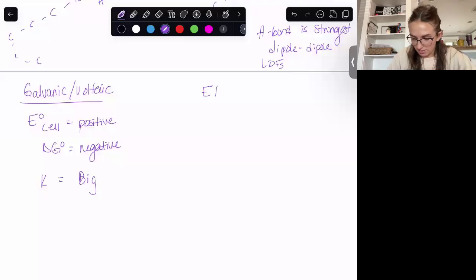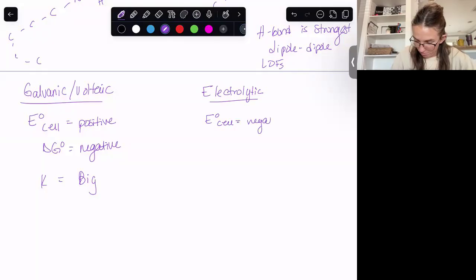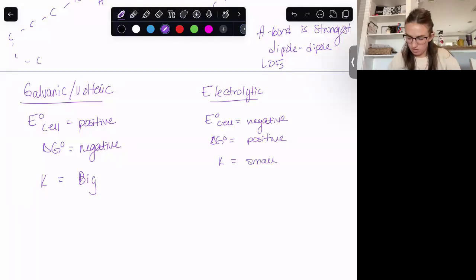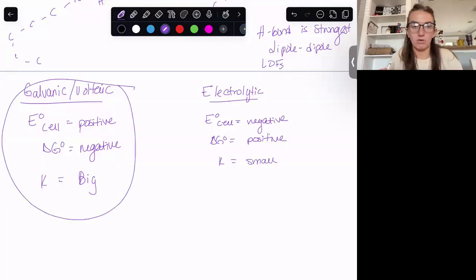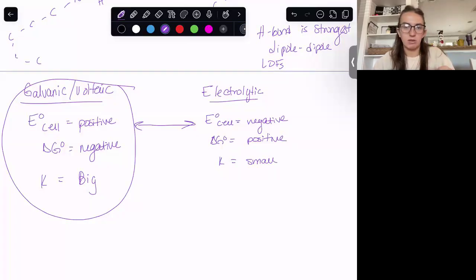And electrolytic, we know that E cell is going to be negative, which means that delta G is going to be positive, and which means that K is small. So if you remember galvanic or voltaic, and you don't see one of those, then you know it's the opposite. The big thing is that E cell for a galvanic or voltaic cell is always positive, but an electrolytic cell needs an outside driving force. So your E cell will be negative when you set it up, cathode minus anode.